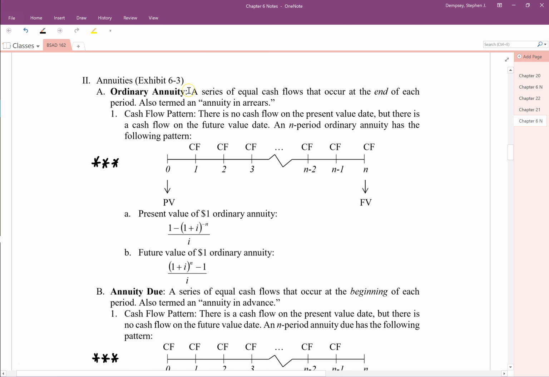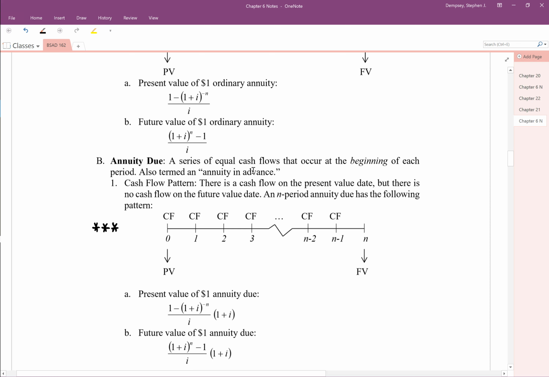And the way the book, and all books do this, they define an ordinary annuity as a series of equal cash flows that occur at the end of each period. It has another name. It's called annuity in arrears. And it gets its name because the cash flows occur, if you just visualize this, it looks like this: one occurs at the end of period 1, this one occurs at the end of period 2, and so forth.